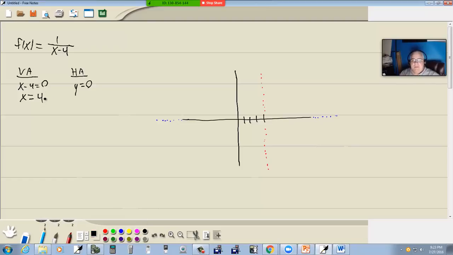Now I can find one of my intercepts. I'm going to find the y-intercept. And we'll plug 0 in for the other variable. So to find the y-intercept, plug 0 in for x. So we're going to have y is equal to 1 over 0 minus 4, or y is equal to negative 1/4. So it means my y-intercept is right down here. Okay. Now there is no x-intercepts.